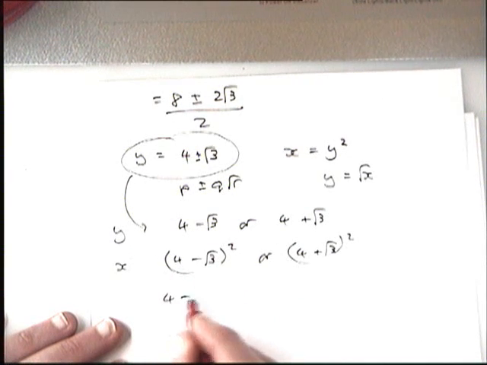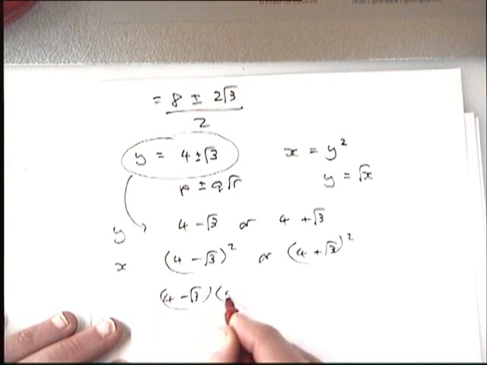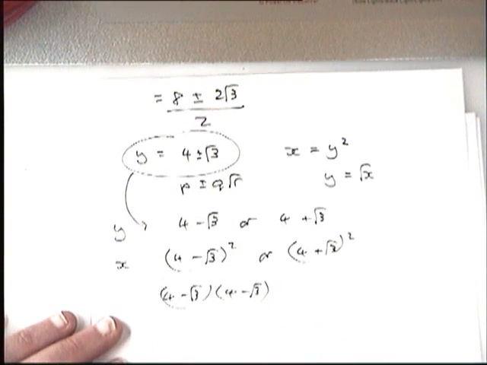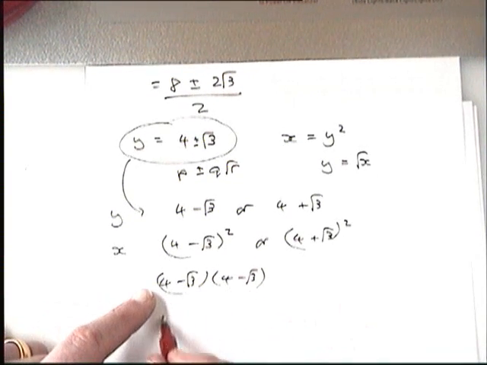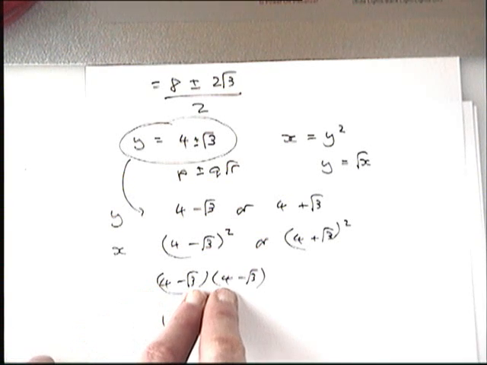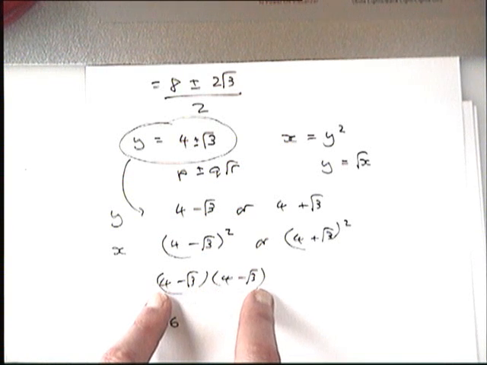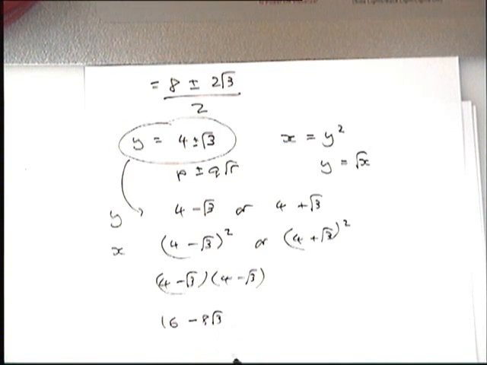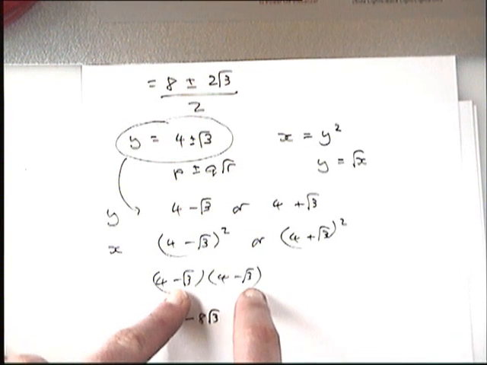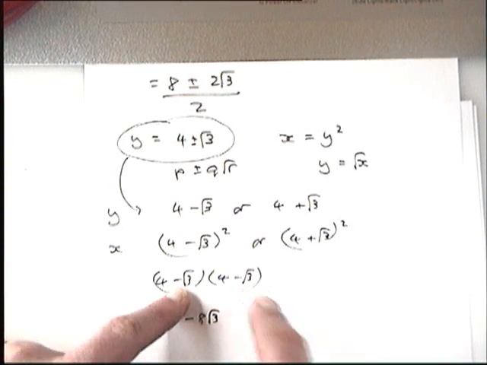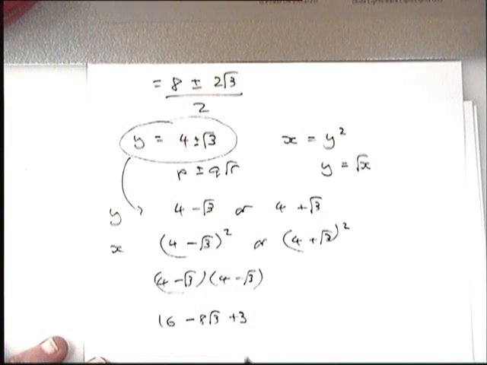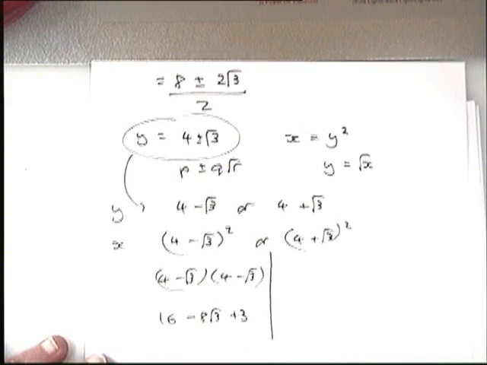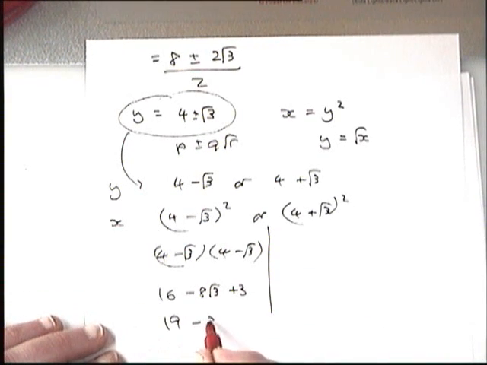Because 4 minus root 3 all squared means 4 minus root 3 times 4 minus root 3. If you multiply these together, you get 4 times 4 is 16. If you times those two bits together, you get minus 4 lots of root 3. Times those bits together, you get another minus 4 lots of root 3. So altogether, that's minus 8 lots of root 3. When you times these two bits together, minus times a minus is a plus, and root 3 times root 3 is 3. So that's what we get down here on the left-hand side of the word or. So that's 19 minus 8 root 3.